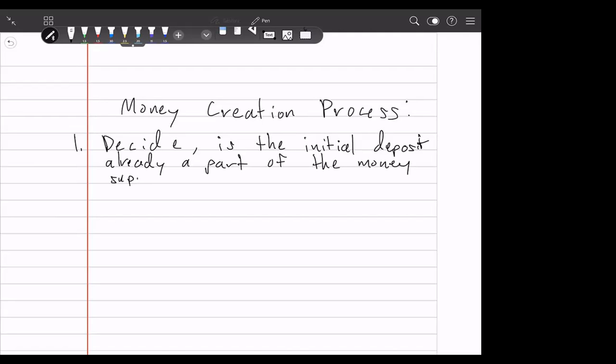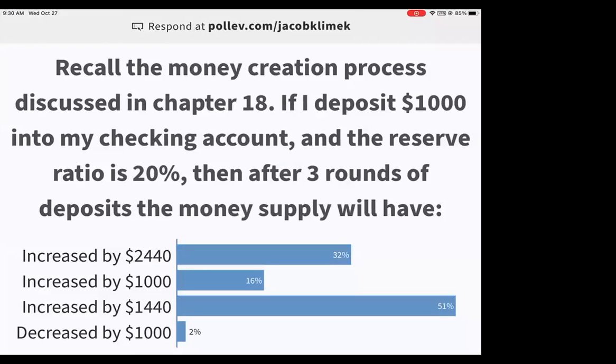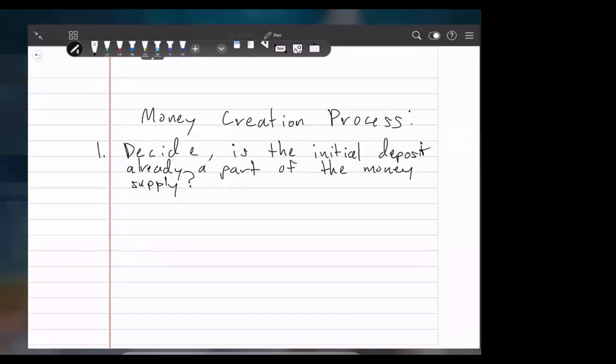Okay, maybe you don't need to do this first. You could also technically do it last, but I just want to know right away. If I deposit $1,000 into my checking account, well, that money had to come from somewhere, probably from a salary, from wages, from a bank, somewhere else in the money supply already. So the answer here is yes.